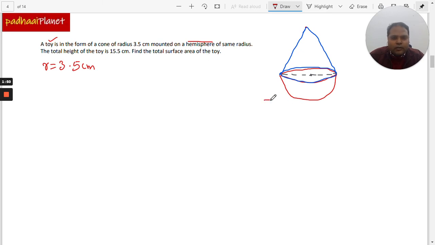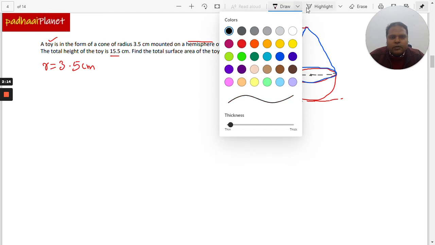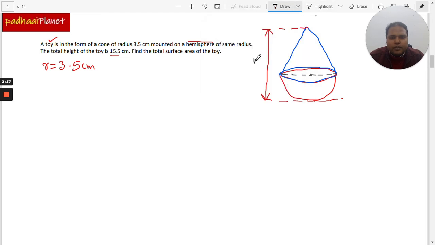Now what they're saying is the total height of the vessel. This total height, let's quickly draw this. Now the total height of the vessel is this, right? So this is the total height of the vessel, and this is given as 15.5 centimeters, right? So this is 15.5 centimeters. Now we need to find out the total surface area of the toy.